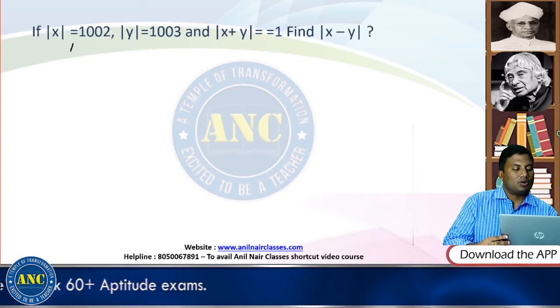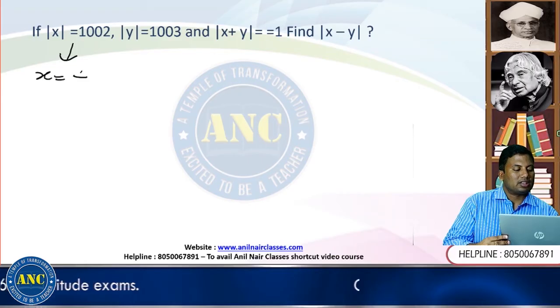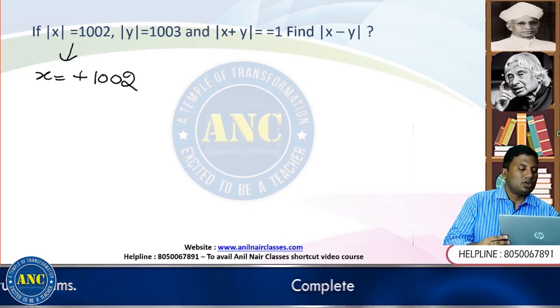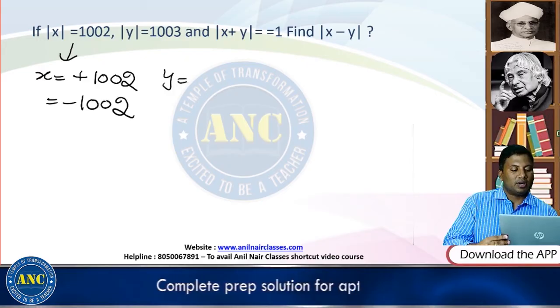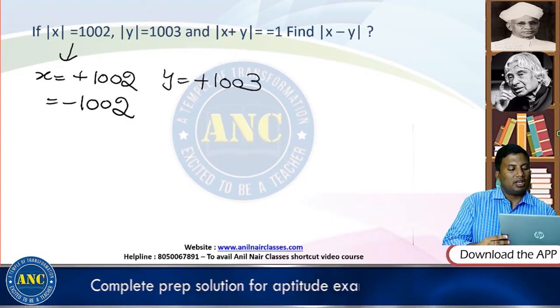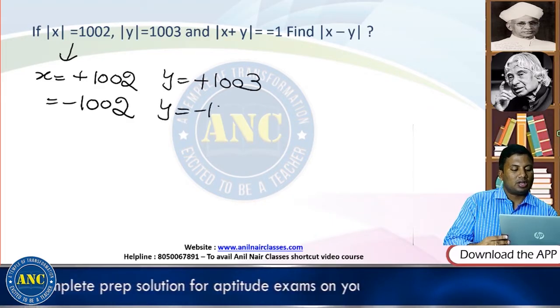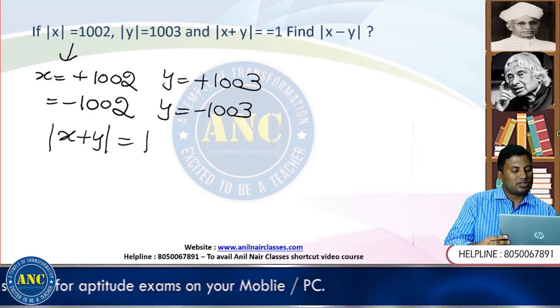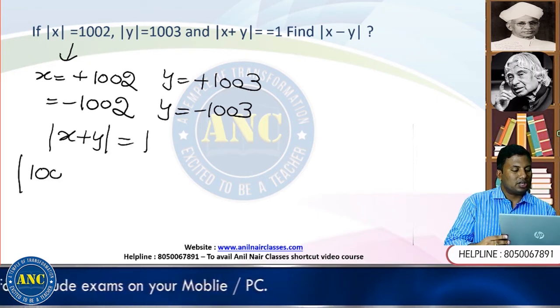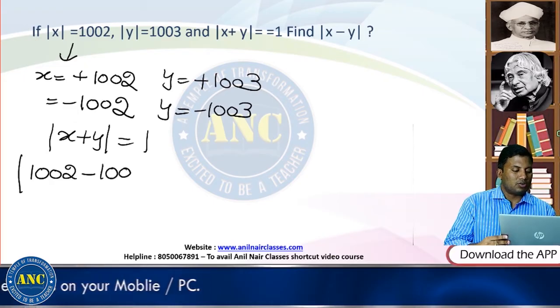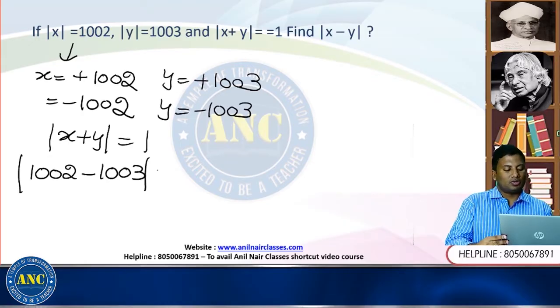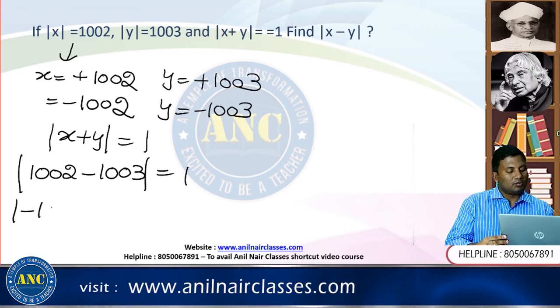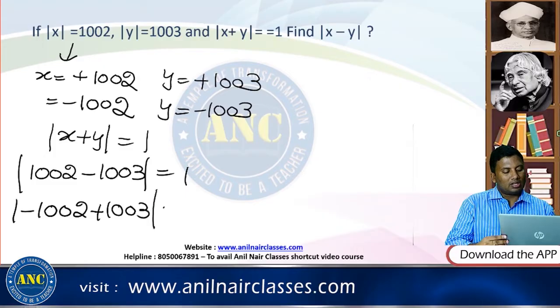Mod x equals 1002, so x is either plus 1002 or minus 1002. y is either plus 1003 or minus 1003. Mod of x plus y is 1. Mod x plus y being 1 means x is 1002 and y is minus 1003, since 1002 minus 1003 is 1, or x is minus 1002 and y is 1003. Here it is also 1.